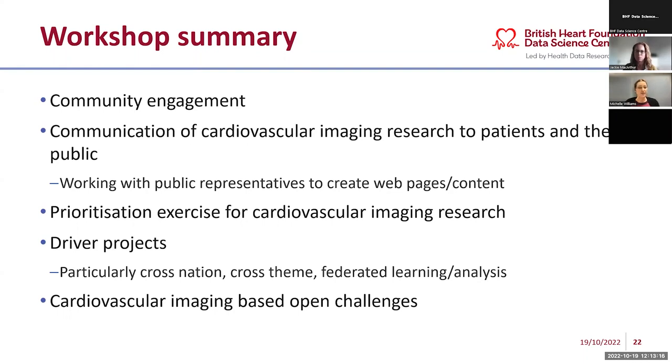And we've also been thinking about a number of driver projects, particularly things that bring together imaging research across nations, across different themes, or involve these new exciting machine learning, federated learning, and image analysis techniques. We've also been thinking about the opportunity to explore a cardiovascular imaging-based open challenge, which I'll come on to mention at the end of this talk.